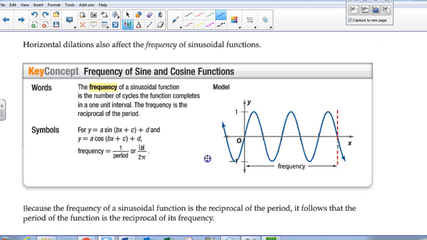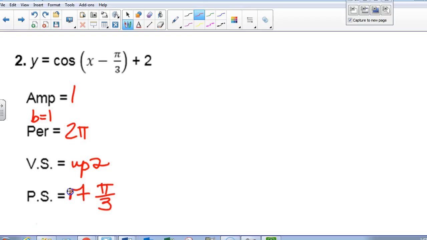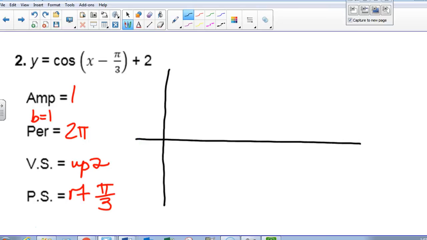All right, one more crazy one, and then we'll do some different stuff here. This one has 2 things that have changed. The amplitude is just what? 1, and the period is just not 1. B is 1, so the period is a normal period, which is 2 pi. Vertical shift, anybody? 2. Up 2, and the phase shift? Right pi over 3. Okay, I love when they don't give us graph paper to try to make this work on, because then I can do anything I want, right?